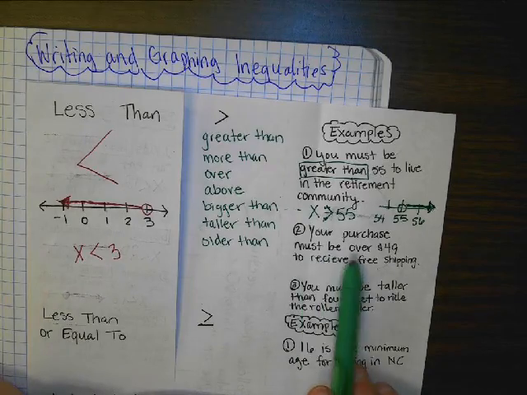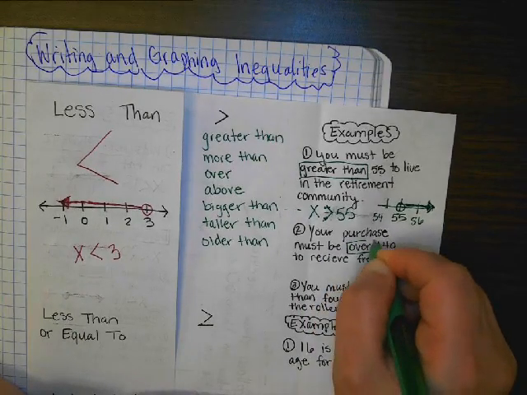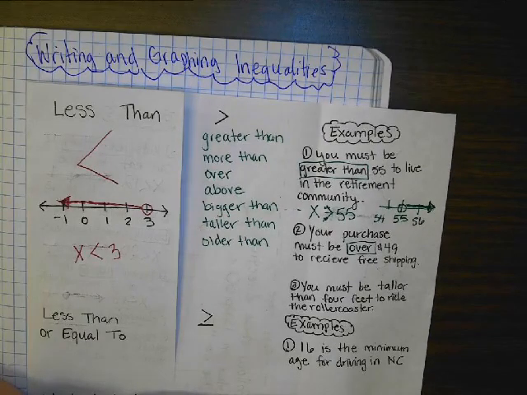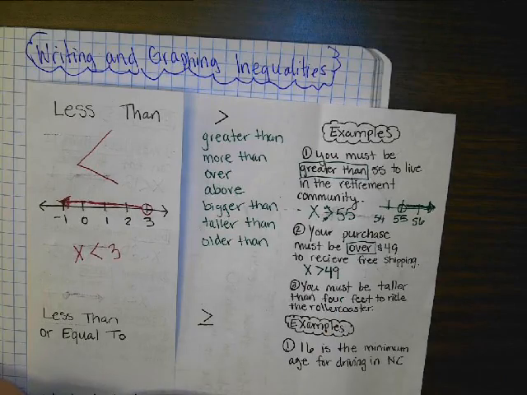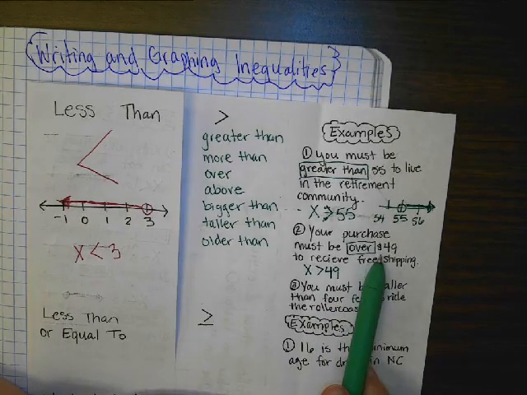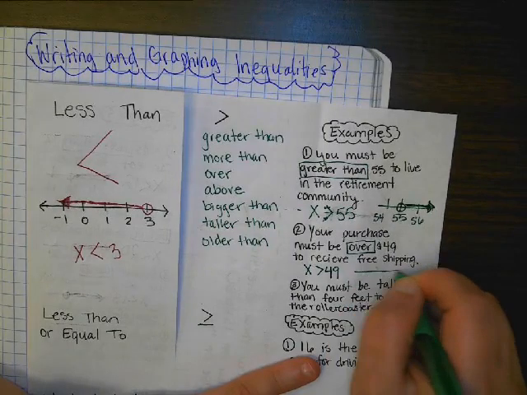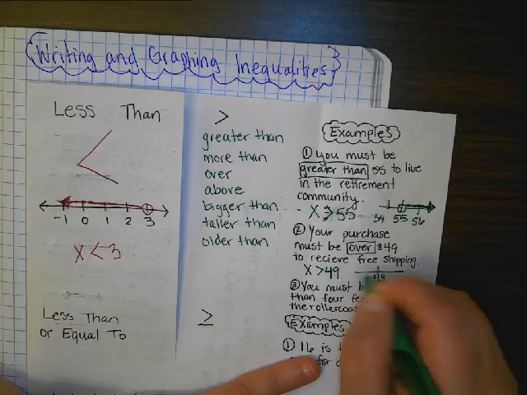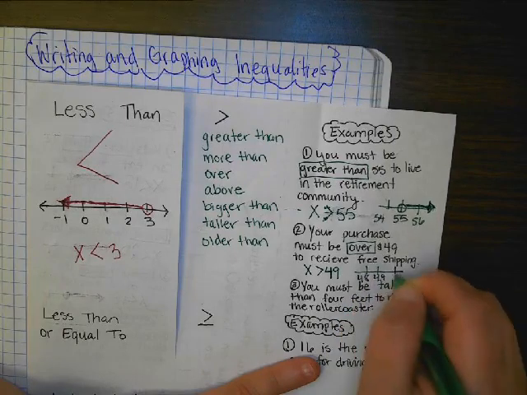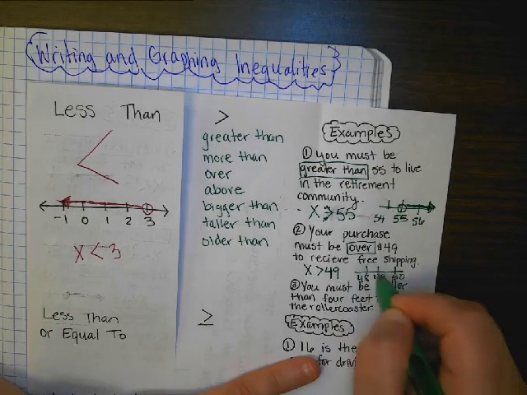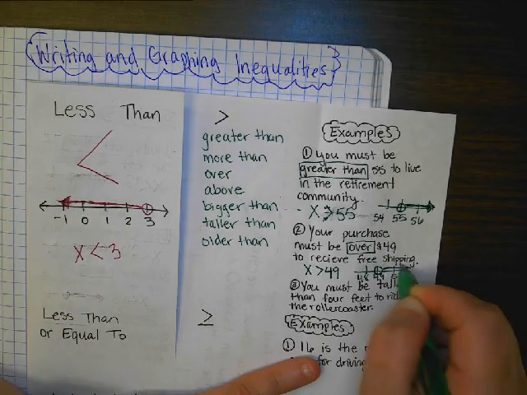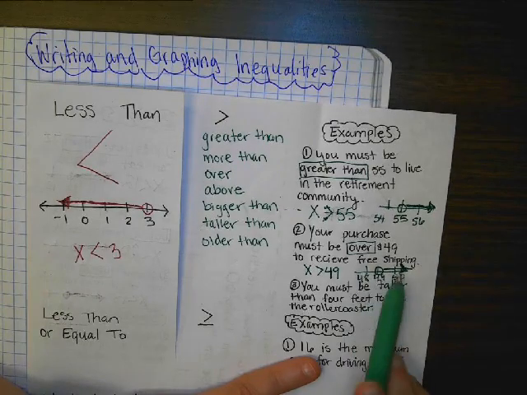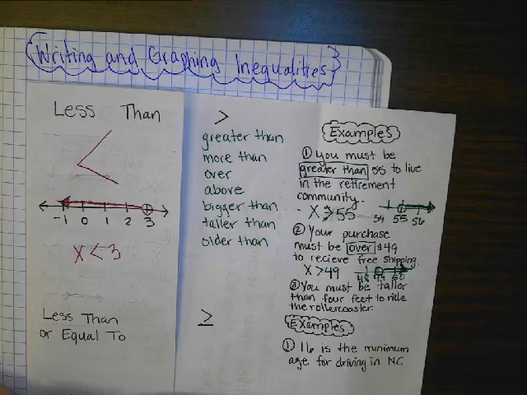Your purchase must be over $49 to receive free shipping. So it could be $49.50, it could be $50, it could be $100. Anything greater than $49. Could you spend exactly $49? No. So when I graph it, I put my number in the middle, one less than, one more than. It is not included. It is an open circle. And I look for the bigger numbers. All the bigger numbers are coming to the right. Open circle and to the right. It matches my inequality.